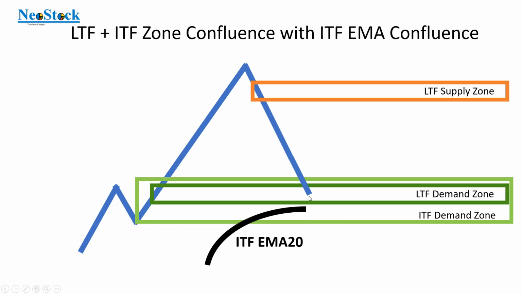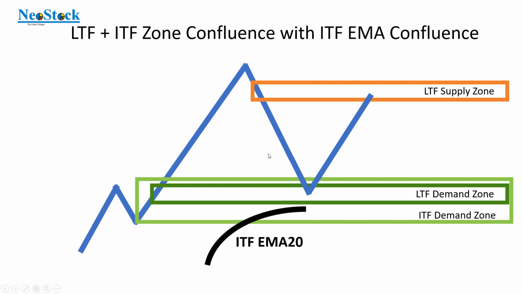Okay. Now there are higher chances in such a situation. Which situation? The ITF EMA confluence, and the ITF zone having LTF zone confluence, entry from the LTF zone and target at the LTF zone. In such a situation, the probability is high of reaching the target zone. That is the reason why we are learning this strategy.